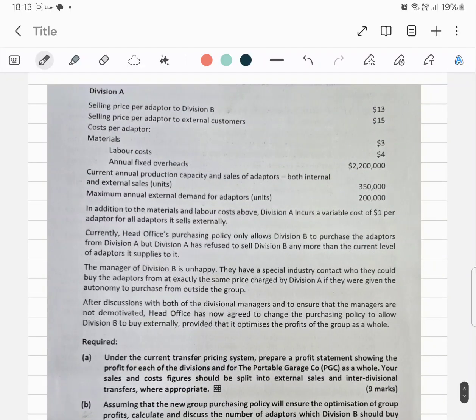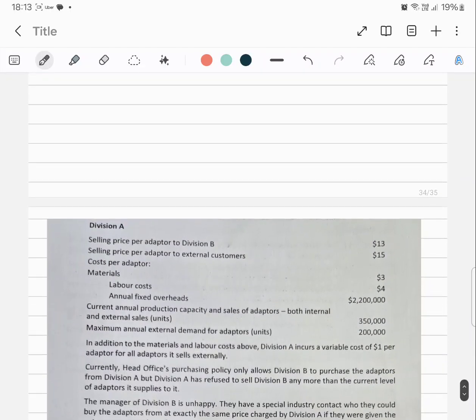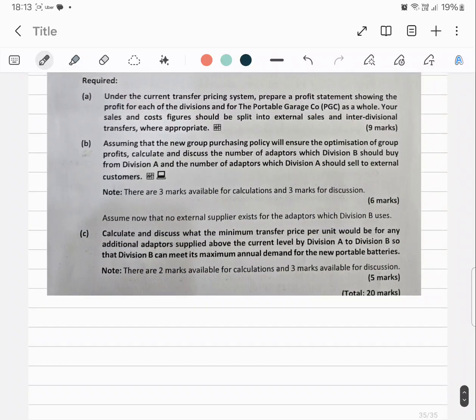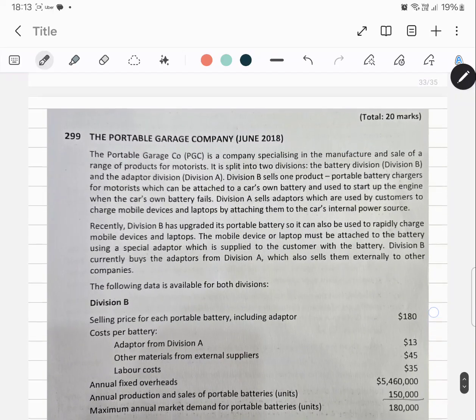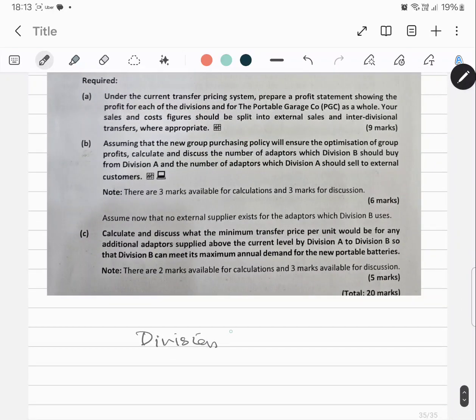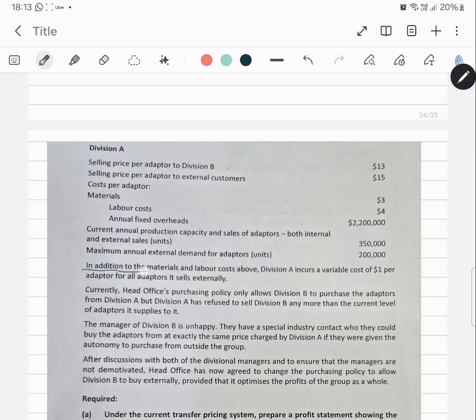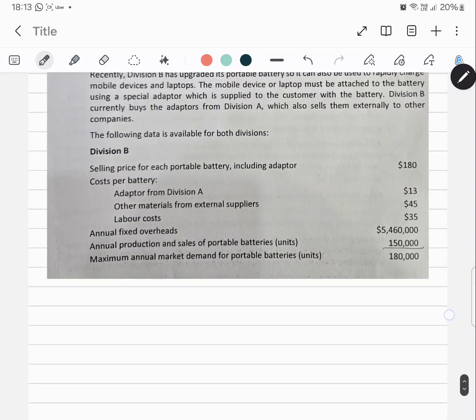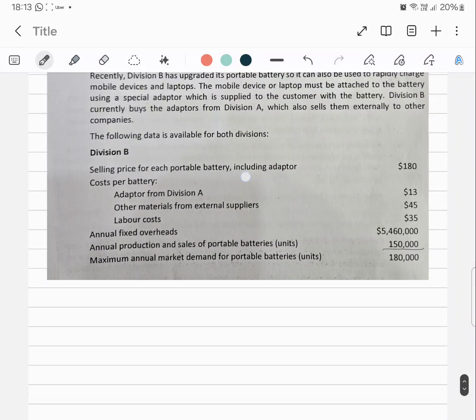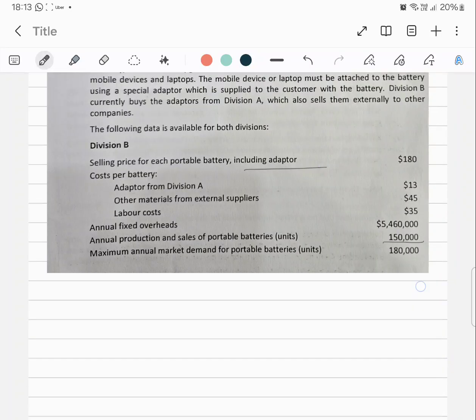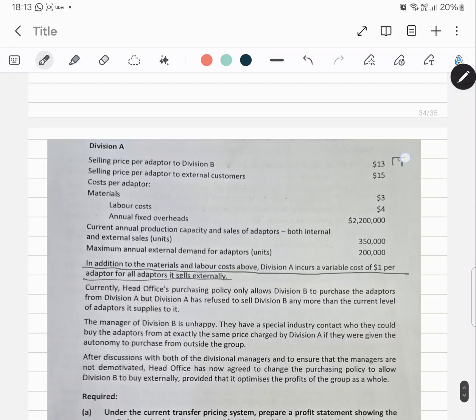the maximum annual demand for the new portable batteries. Alright, let's start calculating. Division A is transferring to division B, and this information is really important. People get confused because of this. In division A, the selling price is the external selling price, but the transfer price is given in this case.